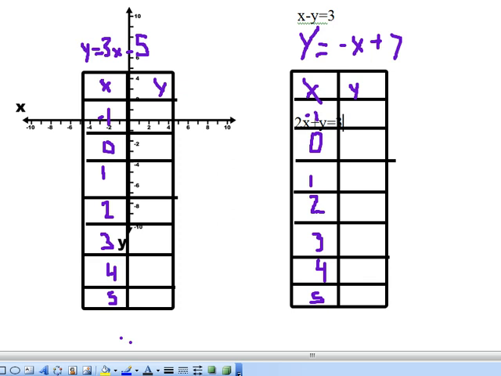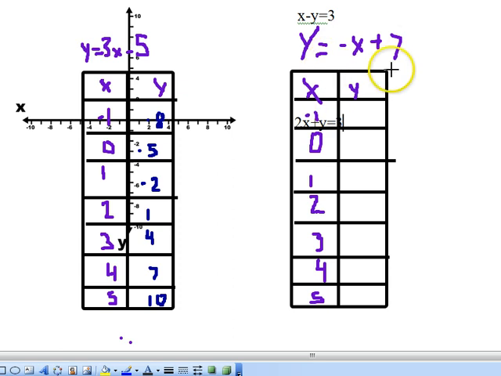You're going to make a table for each equation, and you're going to show the values for each equation in the tables, okay? And so you can see they've done that there for you. So for this equation, when x is negative 1, y is going to be negative 8. When x is 0, y is going to be negative 5. When x is 1, y is going to be negative 2. When x is 2, y is going to be 1. When x is 3, y is going to be 4. And when x is 4, y is going to be 7. And when x is 5, y is going to be 10.